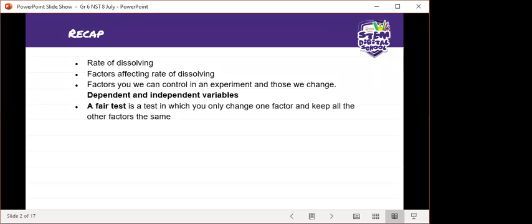Okay, so we also looked at a fair test. We said that a fair test is a test in which you only change one factor and keep all other factors the same. So if you guys can just remember from the experiment that we covered yesterday, we kept all factors the same and we only changed temperature, right? We only changed the temperature of the water. Okay, and all other factors were kept the same or were kept constant.